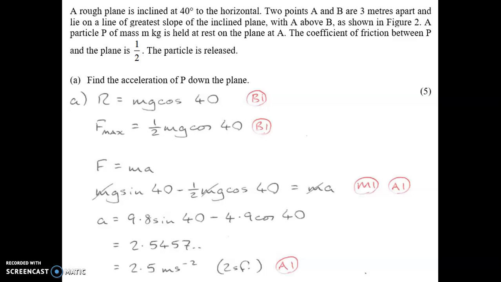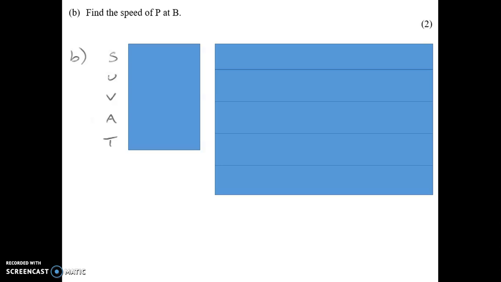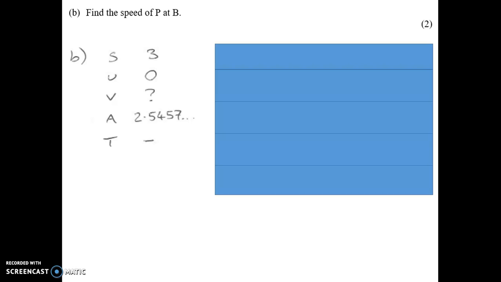So that's part A. Part B asked us to find the speed of P at a point B further down the slope, and we've already got quite a bit of information. We know that the distance between A and B is 3 meters. We were told that the particle was held at rest at A and then let go, so the initial velocity was 0. We've just worked out the acceleration. Do try to make sure that you keep the whole value of the acceleration in your calculator to use, rather than just using the 2.5 that we rounded our final answer to. And then it's the final velocity that we're looking to work out.